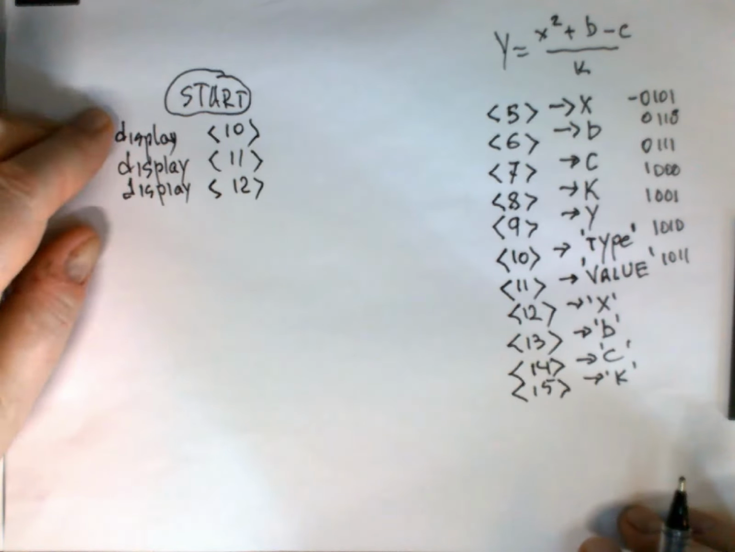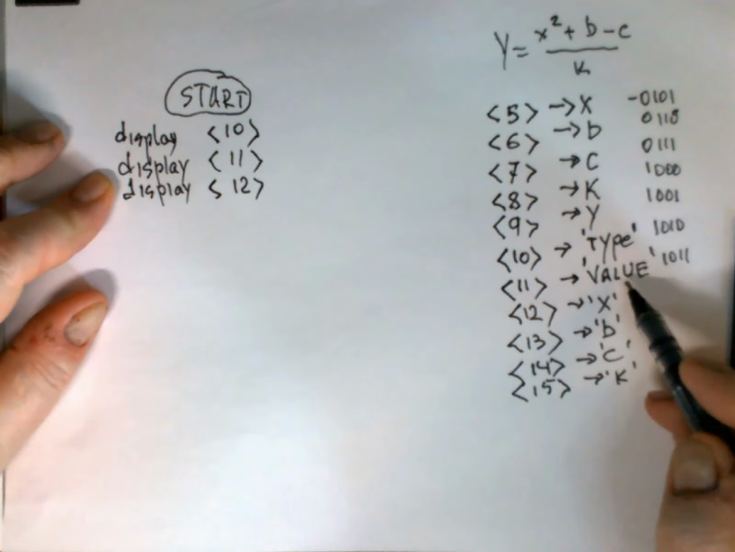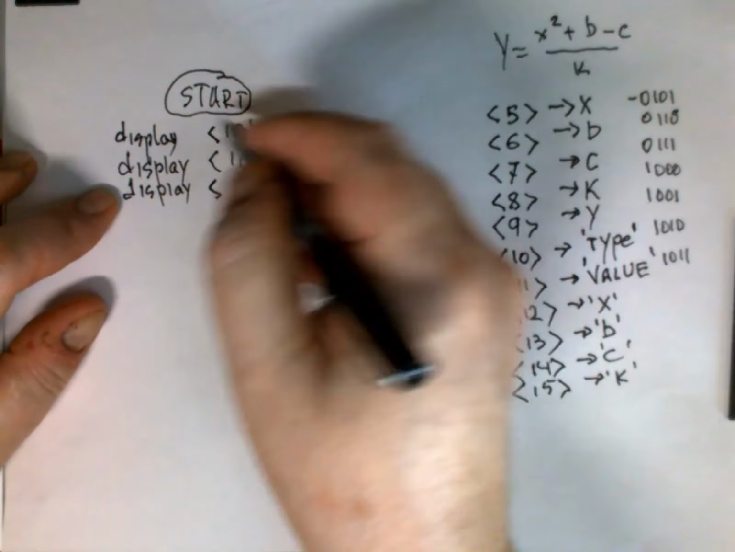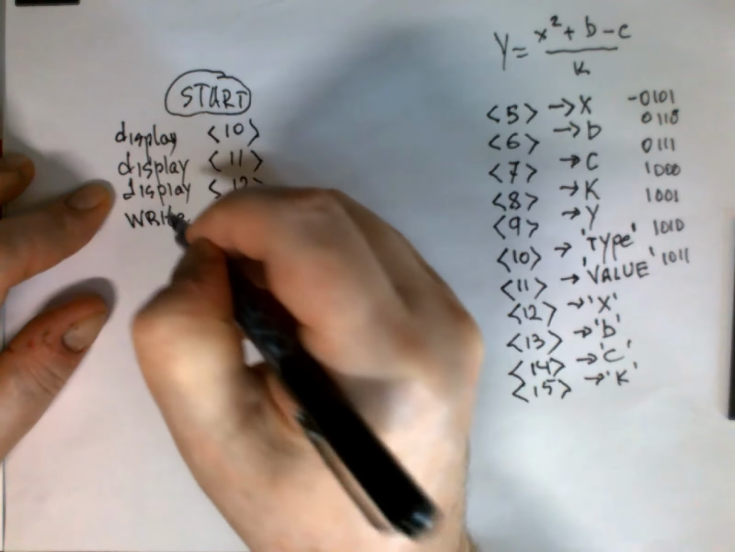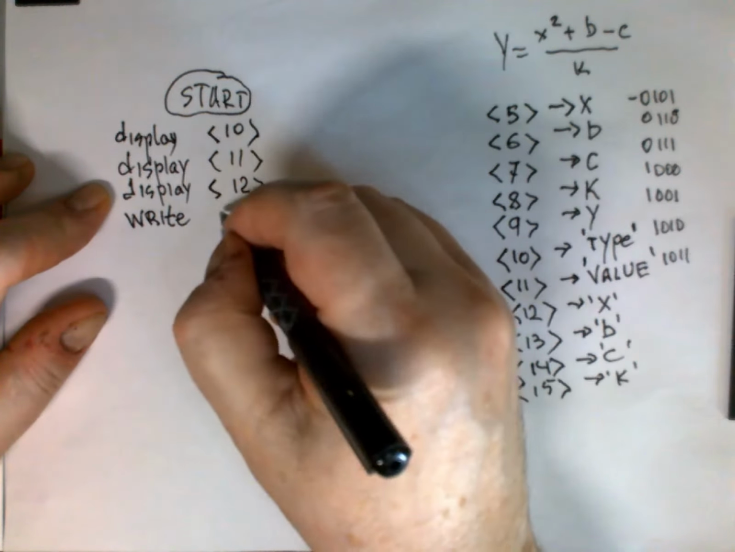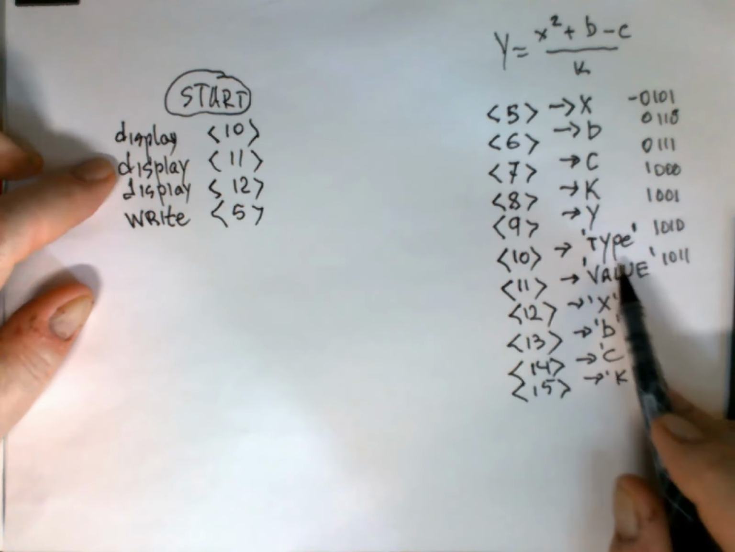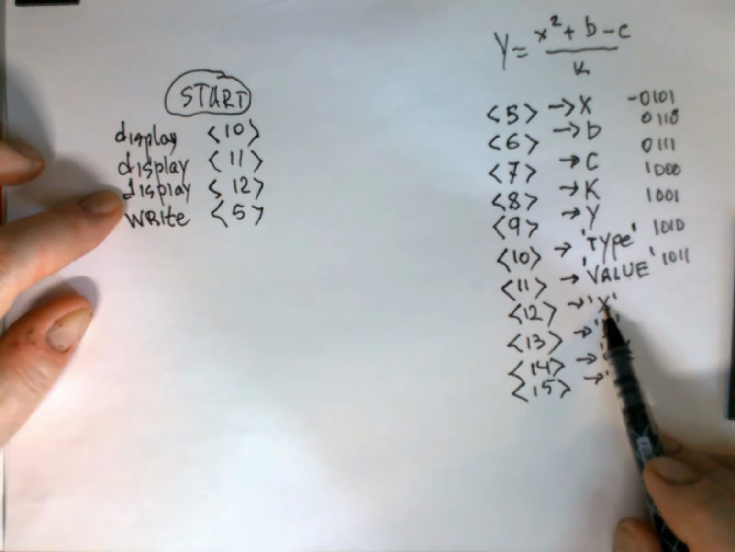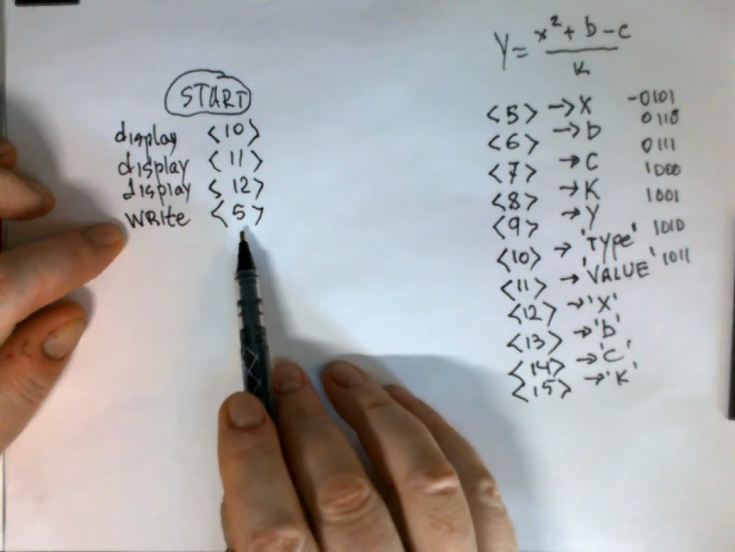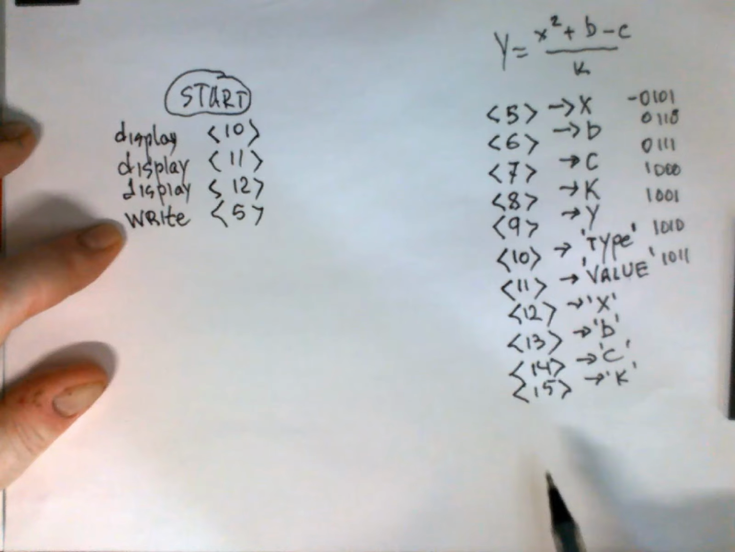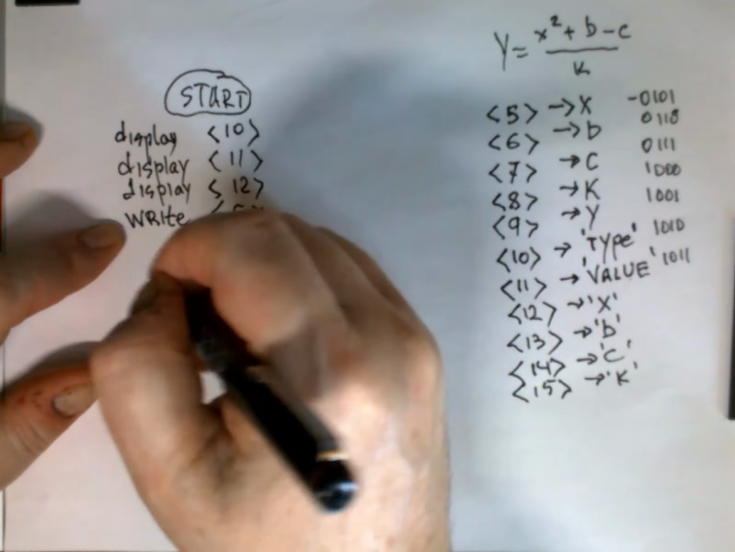So what will the user see on the screen? Type value X. Then the user will type it and the processor writes the value of X to cell 5. Again, we will display the words type value X, then the user types, and then we write to cell number 5. Then I will do all of these 3 operations again.